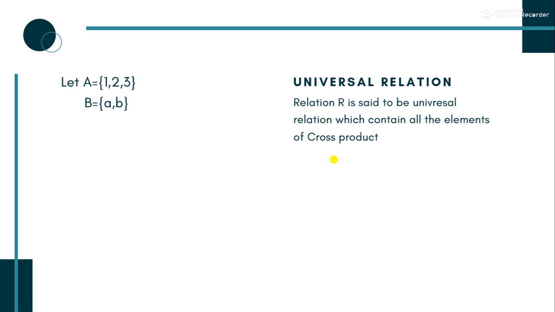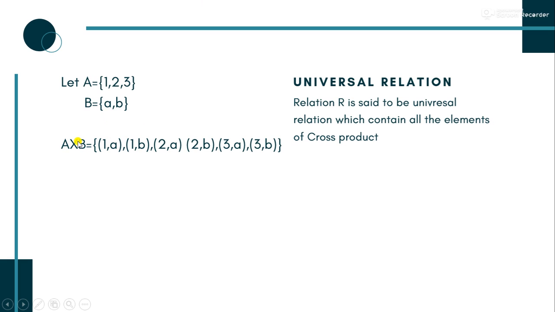Suppose we have two sets, set A and set B. Set A contains 3 elements and set B contains 2 elements, and we have the cross product. The cross product is nothing but the ordered pairs where the first element belongs to the first set and the second element belongs to the second set. If you haven't watched the video where I discussed the cross product, you can watch it from my playlist. Before finding the relation, first we need to find the cross product.